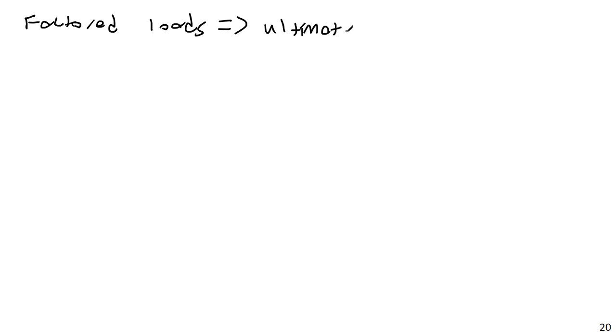And again with this, as a reminder, these factored loads will ultimately produce your ultimate load. So you'll run through a whole series of load combinations, and whichever one is largest for a given member, that will be that one member's ultimate load, and that's what you design the member for.